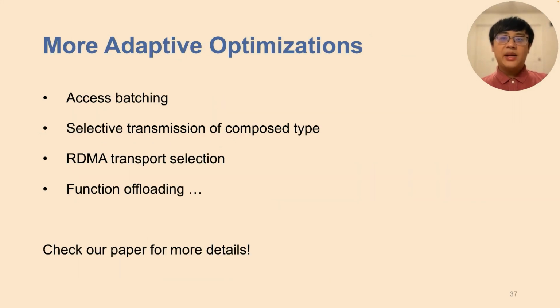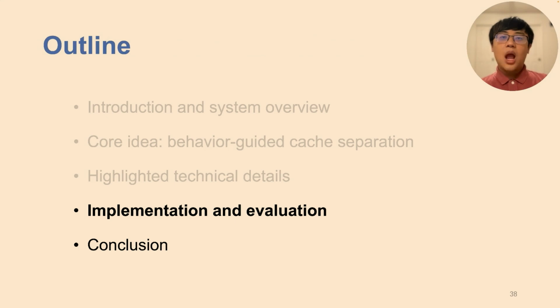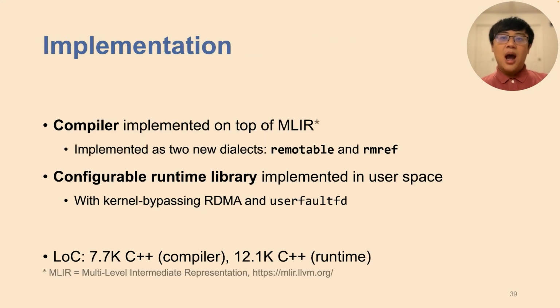We have a lot of similar adaptive optimizations, including access batching, selective transmission, RDMA transport selection, and function offloading. Please check our paper for more details. We implement Mira compilers on top of the MLIR compiler infrastructure, as 2 new dialects, Remotable dialect and RMRef dialect. We implement our configurable runtime library on top of user space RDMA and Linux userfaultfd for the swap sections.